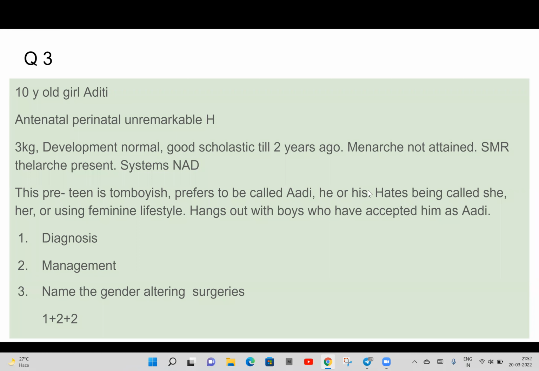Pardon? Gender identity disorder. Yeah. Any other names?